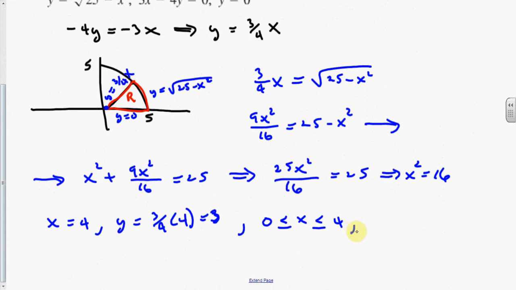And then the y goes from 0... need to break that into parts and show you. When x goes from 0 to 4, the below function for y is 0, but the above graph is just 3 over 4 times x.